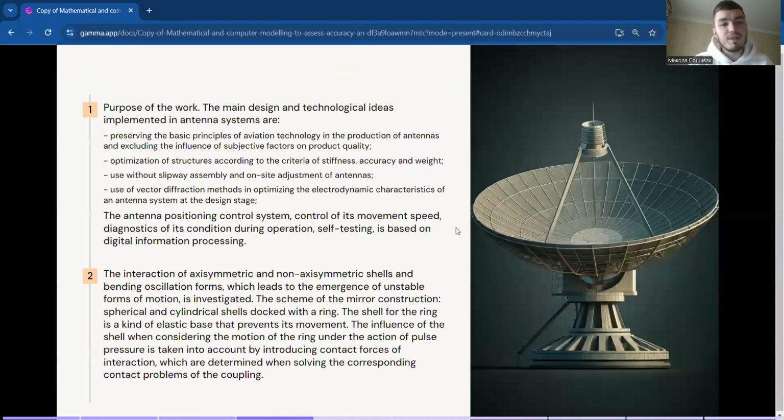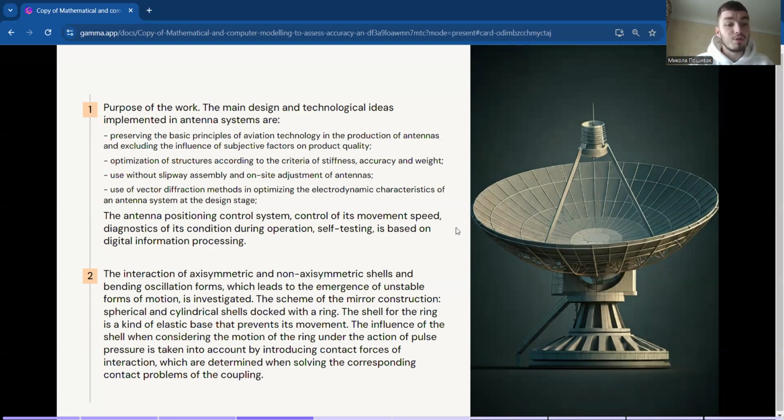Purpose of the work. The main design and technological ideas implemented in the antenna system are preserving the basic principles of aviation technology in the production of antennas and excluding the influence of subjective factors on product quality, optimization of structure according to the criteria of stiffness, accuracy, and weight, use of assembly without slipway and on-site adjustment of antennas, and use of the factor diffraction method in optimizing the electrodynamic characteristics of an antenna system at the design stage.